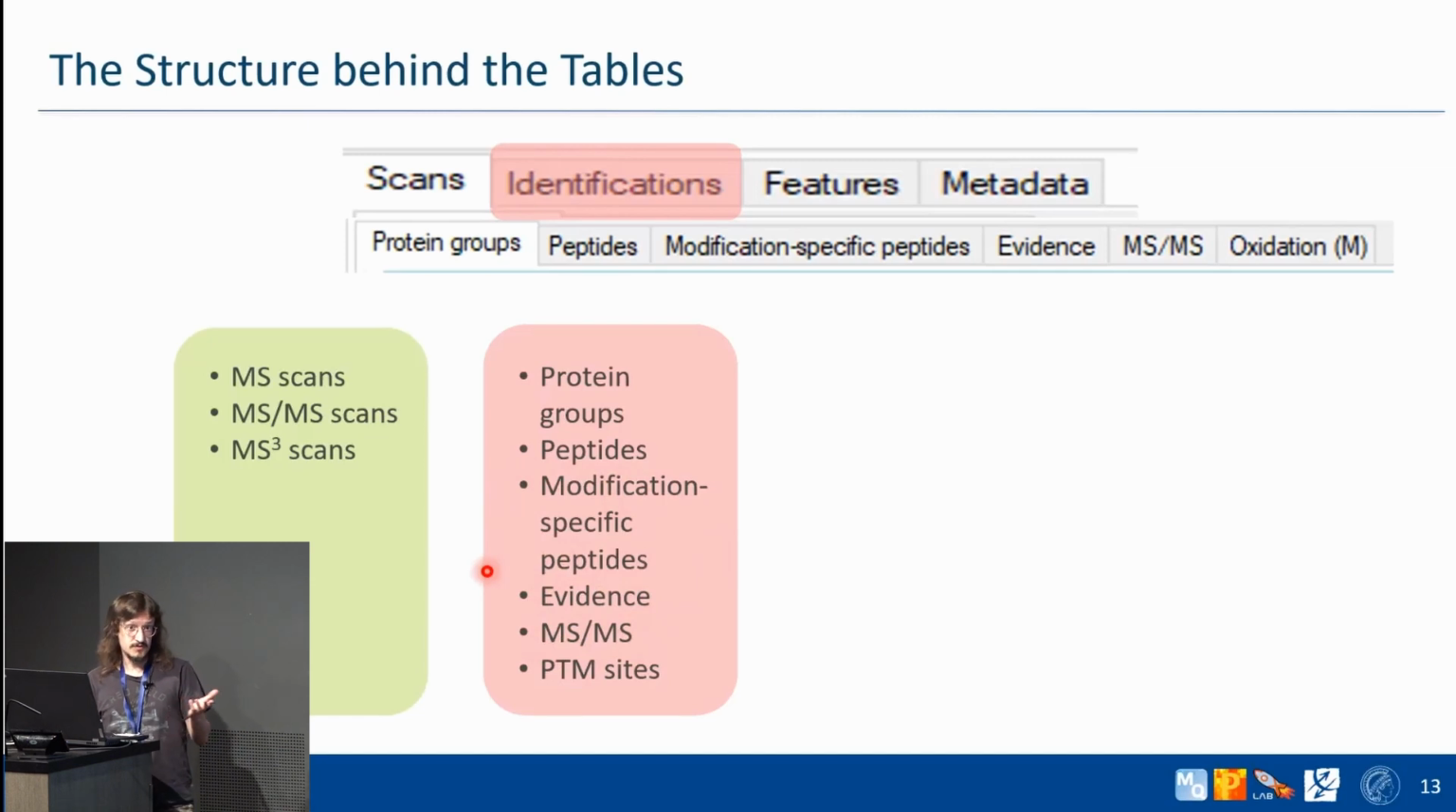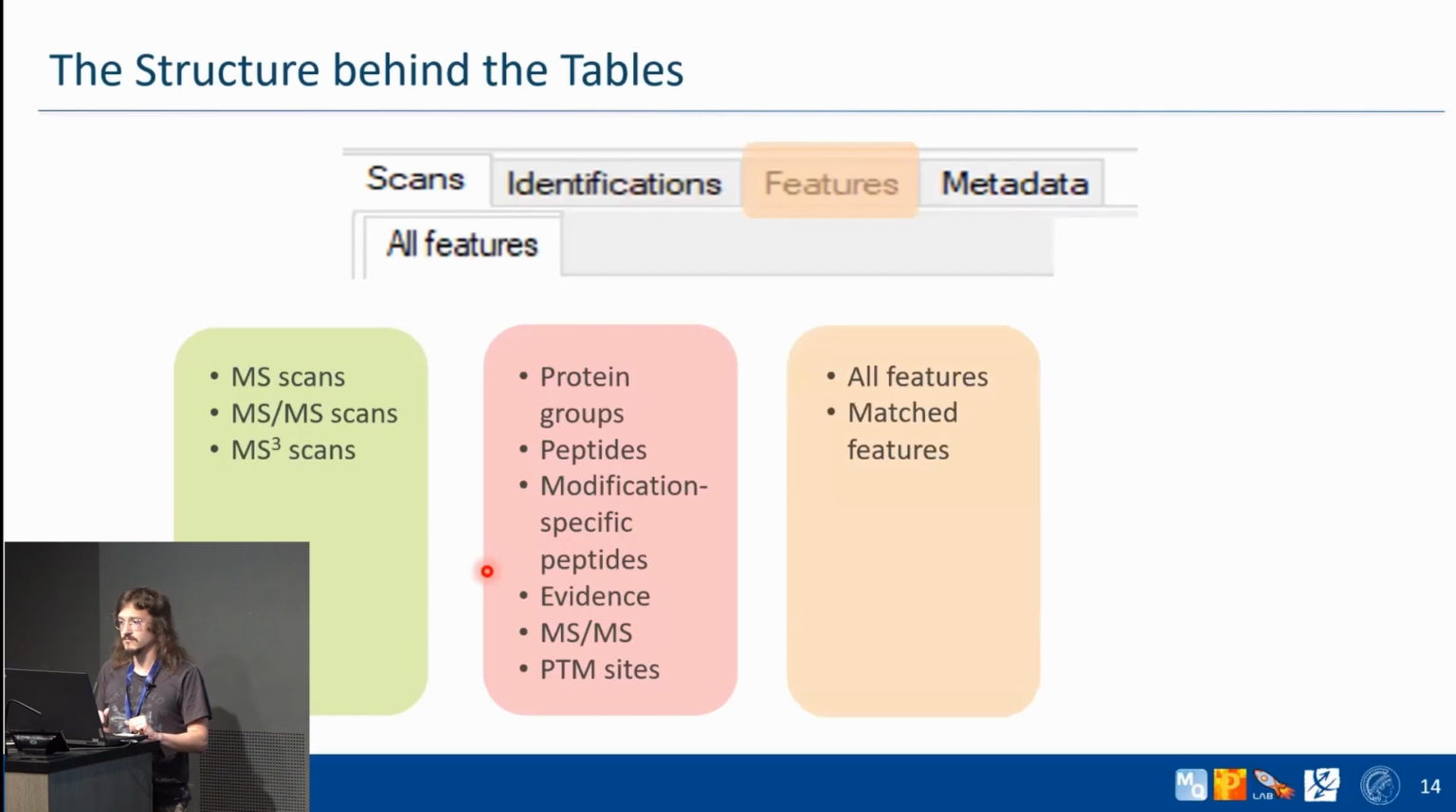But as you can imagine, you don't have only a signal that has been identified into peptides. You have also other stuff. And these are the features. Here you can find every signal that came out of the mass spectrometer, and it doesn't matter if it was identified into a peptide or not. Here you have all the features and the matched features. Matched features are those that were indeed identified, also considering the FASTA file that you gave to MaxQuant.